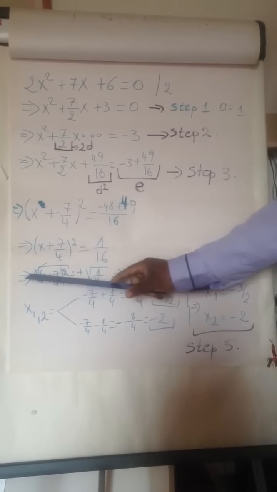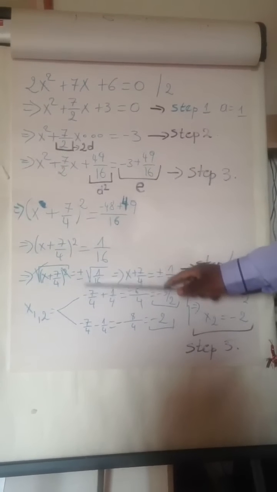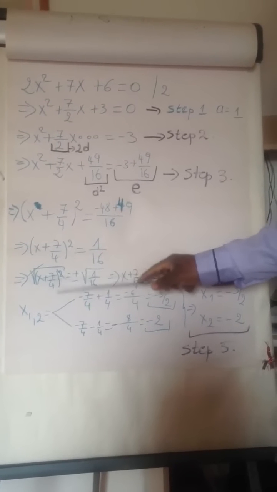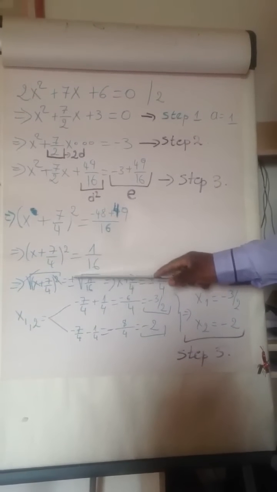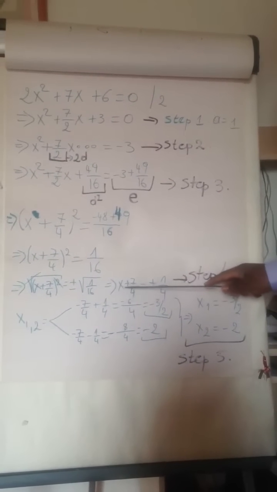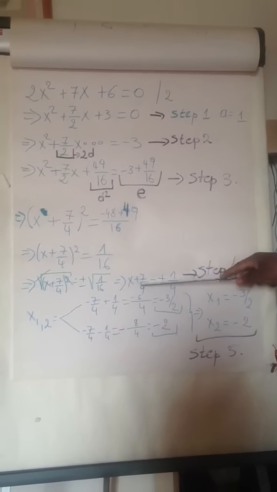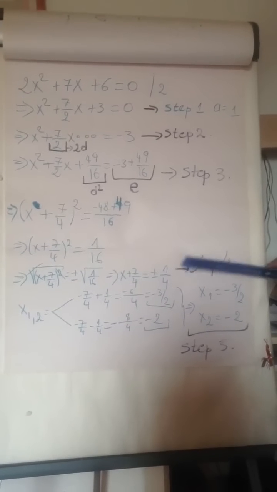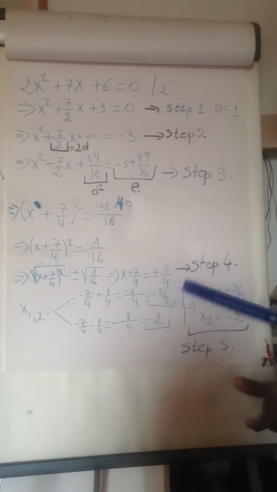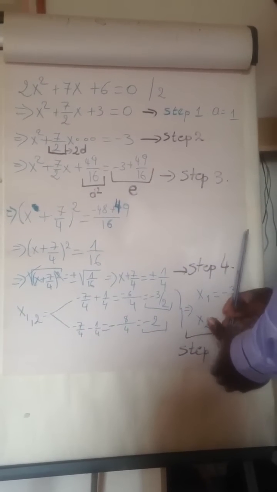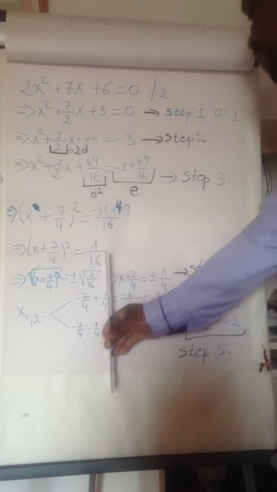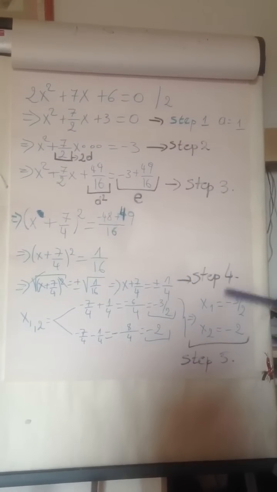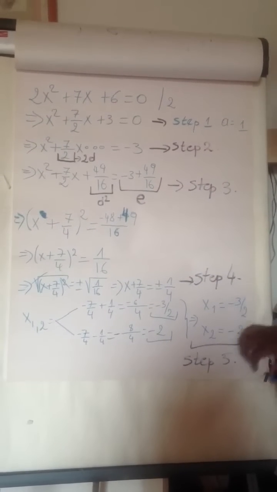So by solving, we reach this step, where we introduce the square root, which is the square root of (x plus 7 over 4) both squared is equal to plus or minus the square root of 1 over 16. Then we have x plus 7 over 4 will be equal to plus or minus 1 over 4. That's our fourth step. The next step will be finding the value of x. To find the value of x, we have to put x on one side and the numbers on the other side. And then at the end, we find x1 will be minus 3 over 2 and x2 will be minus 2. And that's our fifth step.